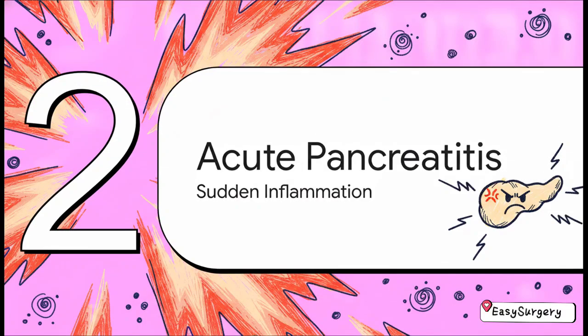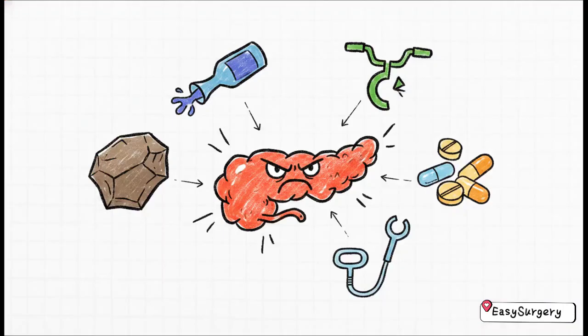Moving right along to Section 2, acute pancreatitis, the explosion, sudden and severe inflammation. Listen, when the pancreas gets angry, it doesn't just swell up. It fundamentally turns on itself. So what causes this explosion? Well, while alcohol definitely gets the blame a lot, gallstones are actually the true #1 cause of acute pancreatic inflammation overall. Alcohol is sitting firmly in second place.